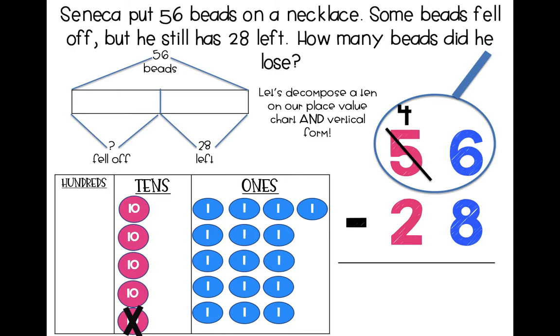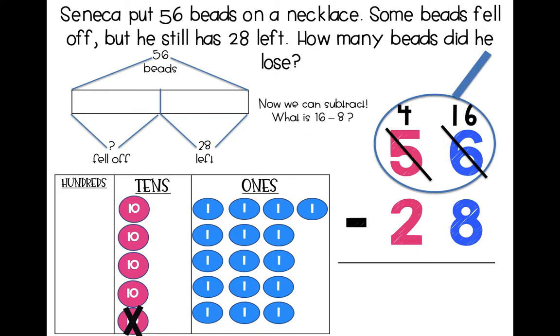We had 6 ones, but we went next door and got 10 more. 10 more than 6 is 16. Now our vertical form shows that we have 4 tens and 16 ones, just like our place value chart. Now we can finally subtract, starting with our ones.